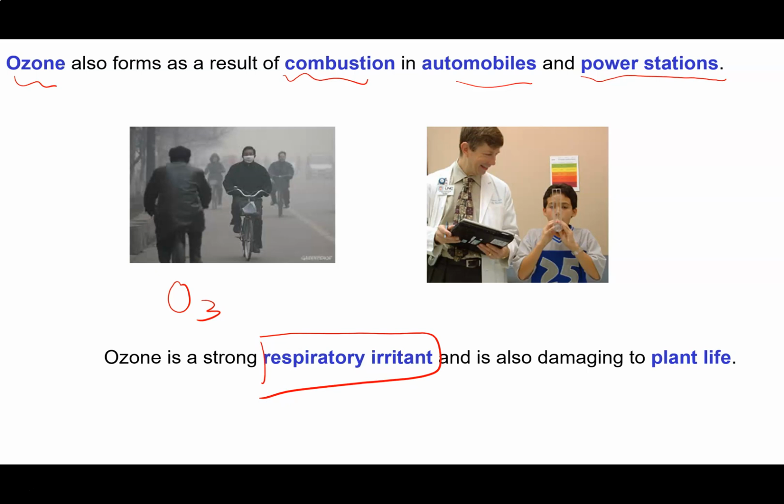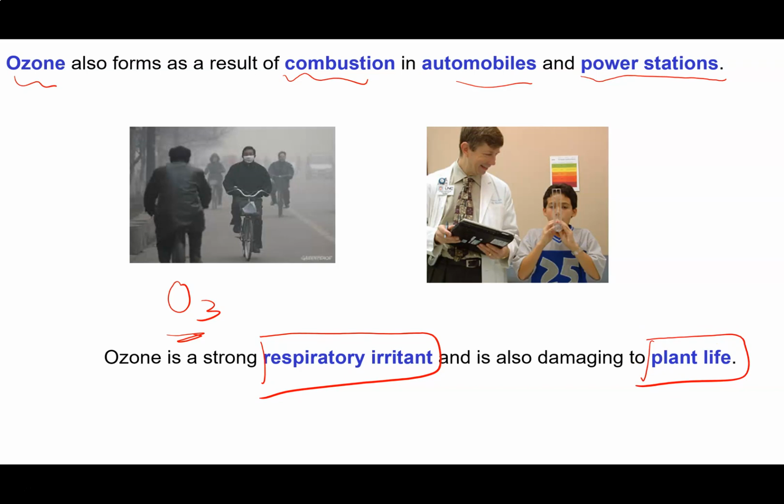You might have experienced that if you've ever been in a room where there's a lot of sparking going on. This is often produced by photocopiers and things like that, that characteristic electricity kind of taste and smell. O3 can be really irritating to your lungs, particularly if you have asthma or something else. It also can bleach the leaves on plants, and it causes all sorts of problems.